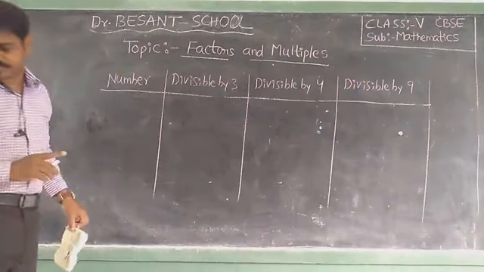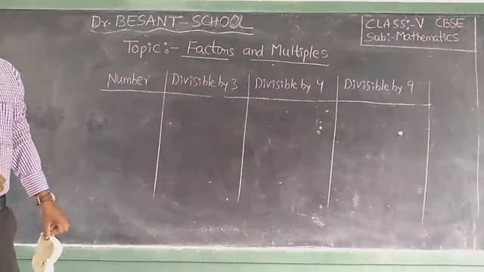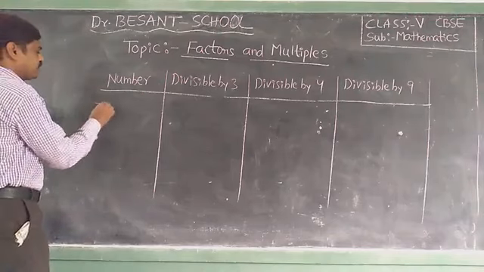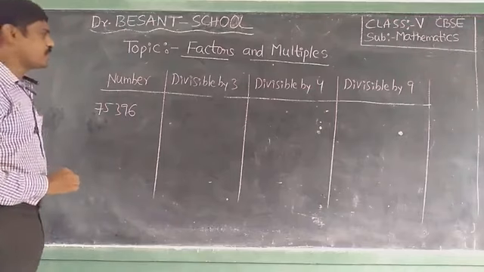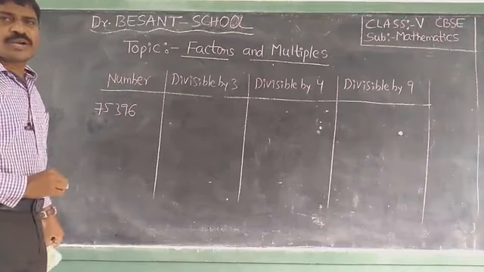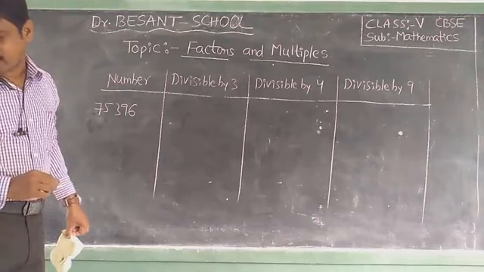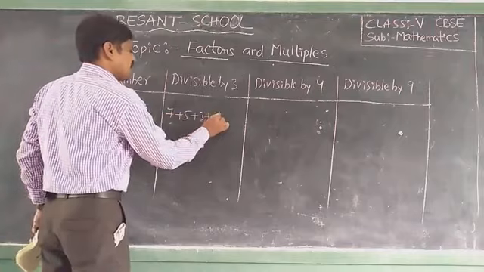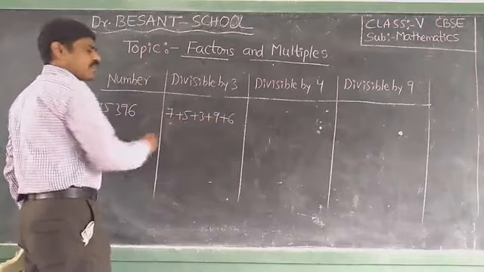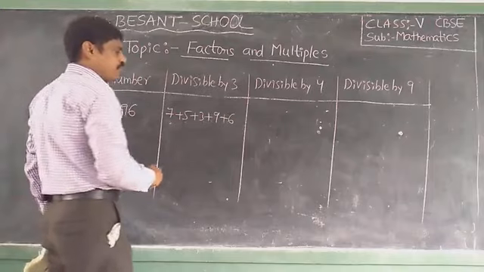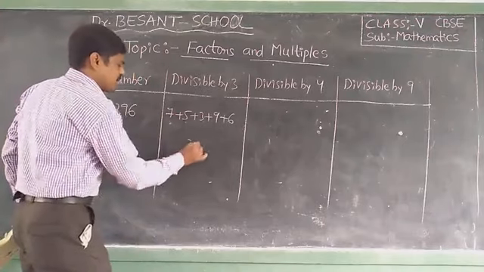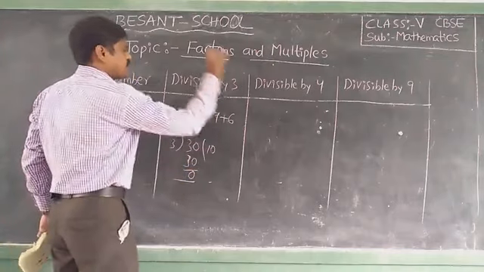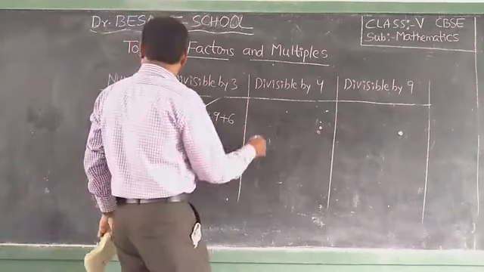Next, 75,396. Okay, the same divisibility rule, the same process you have to do. 7 plus 5 plus 3 plus 9 plus 6. 7 plus 5 is 12, 12 plus 3 is 15, 15 plus 15 is 30. 3 tens are 30 and the remainder is 0. Yes, it is divisible.